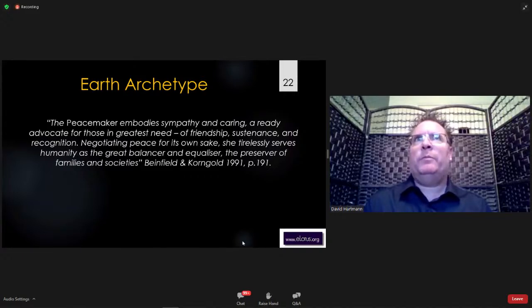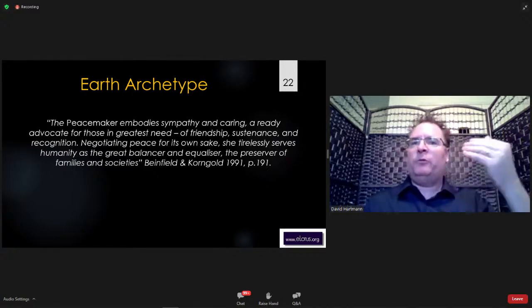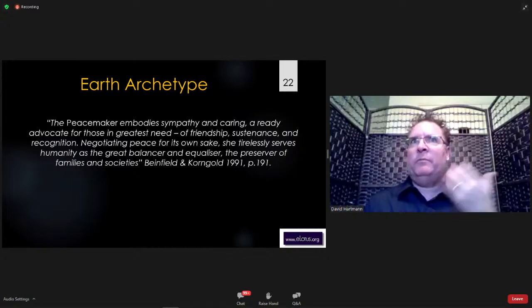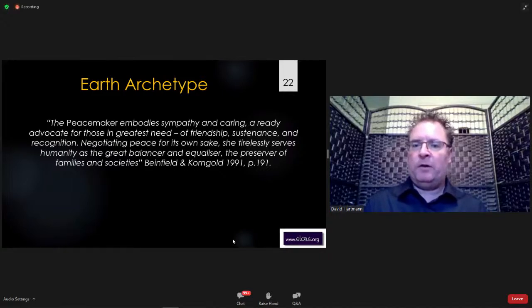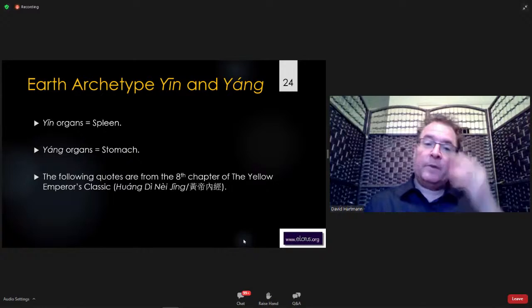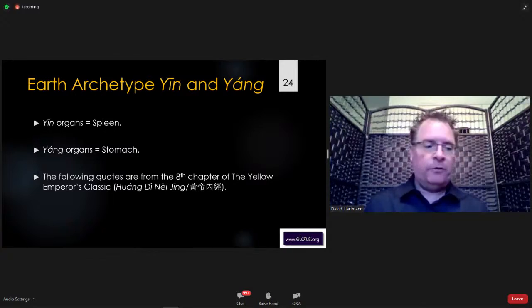If I was doing this 5 element archetype workshop for other careers, then different archetypes would be the dominant archetype. But because we're in that healing medicine modality type of thing, the earth archetypes will gravitate towards that more than all of the other archetypes. They're also known, apart from savior, as negotiator, mediator, peacemaker, diplomat, caregiver, caretaker, intermediary. So again, if any of those words resonate with you, then there's a chance that you are an earth archetype.